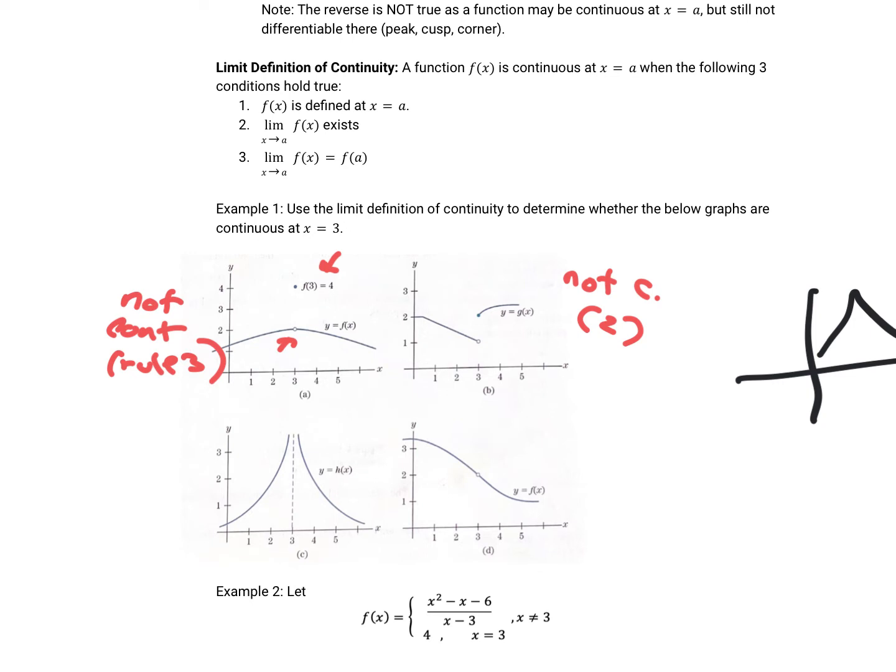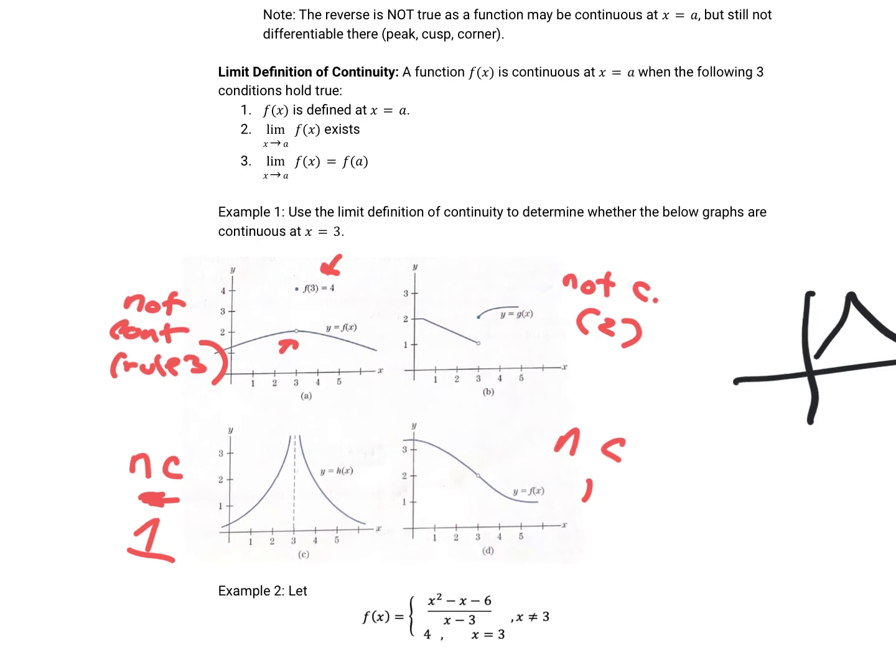Well, C, it's not continuous because f of 3 doesn't even exist. It's going off towards infinity on either side of that, but there is no f of 3. So it's not continuous, failing that first rule. And part D, again, it is not defined at 3. There's an open circle, there's a hole here. So it is not continuous. It's failing rule number 1.